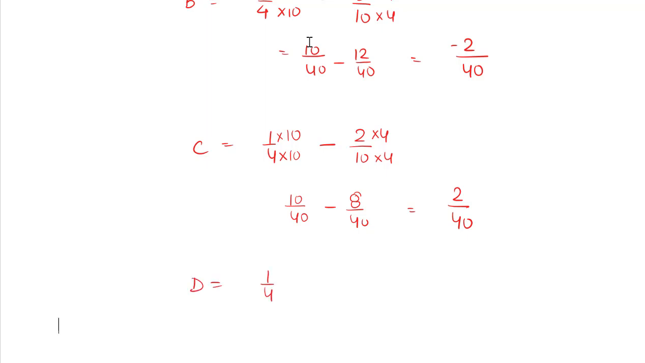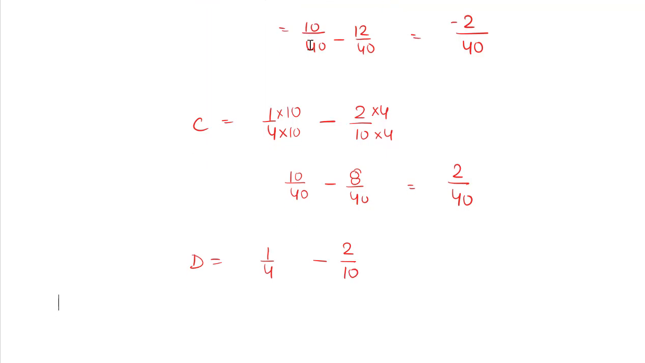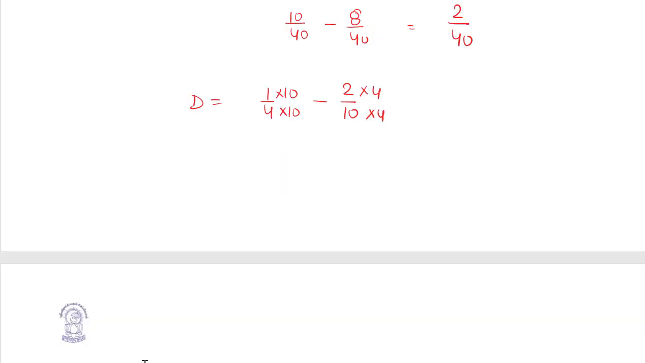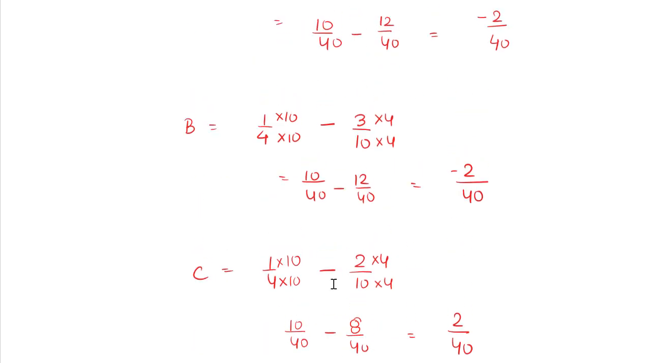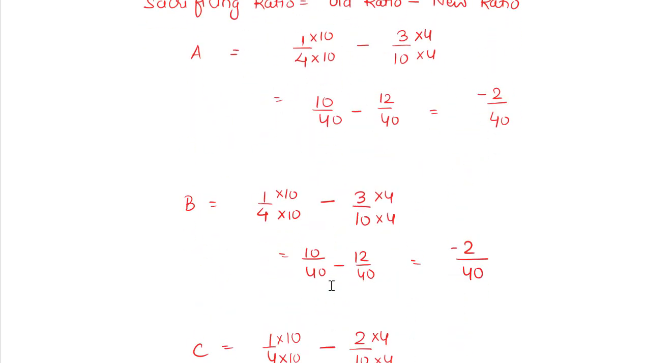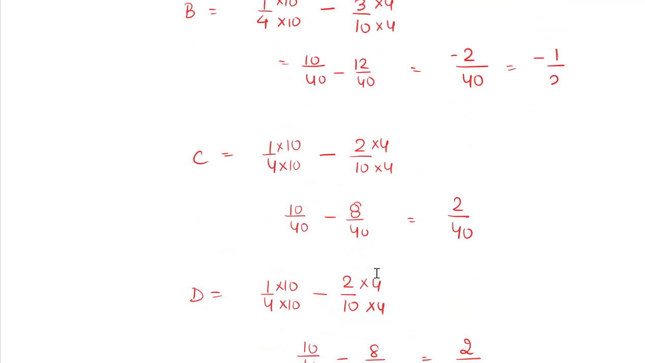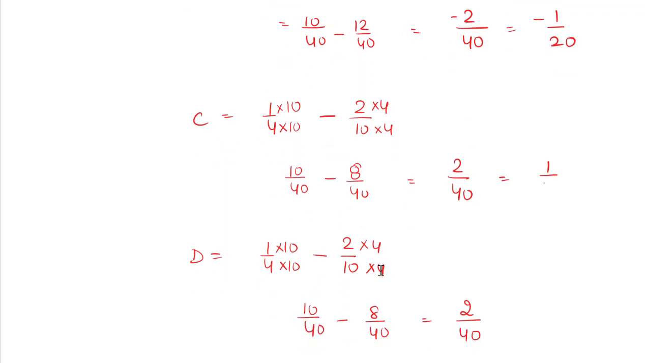In case of D, 1 by 4 minus 2 by 10, same calculation, multiplied by 10. So this is 10 by 40 minus 8 by 40. This is 2 by 40. 2 by 40 is 1 by 20. Over here 2 by 40 equals 1 by 20, and 2 by 40 equals 1 by 20.